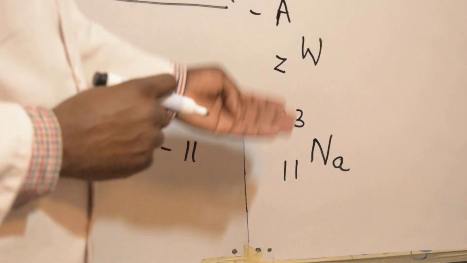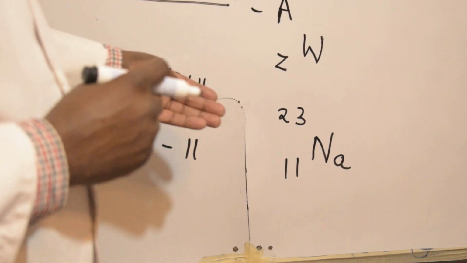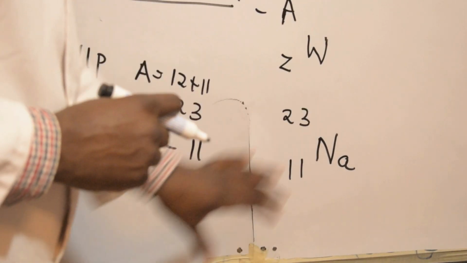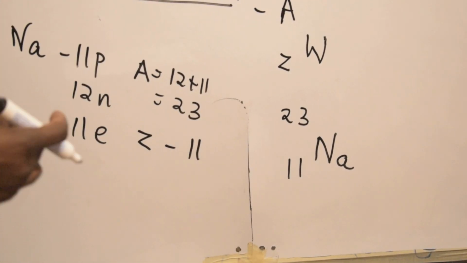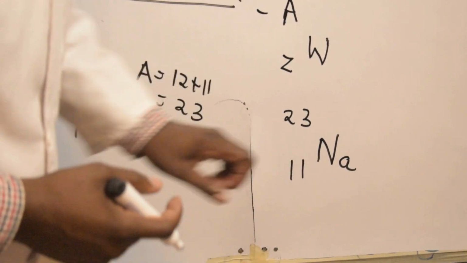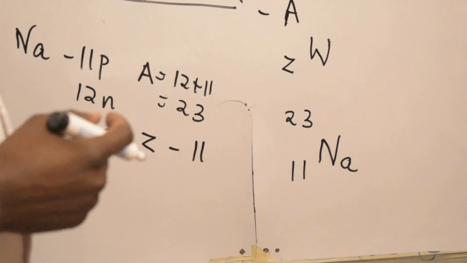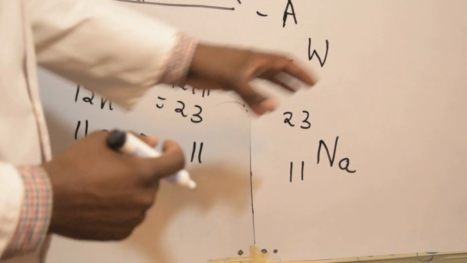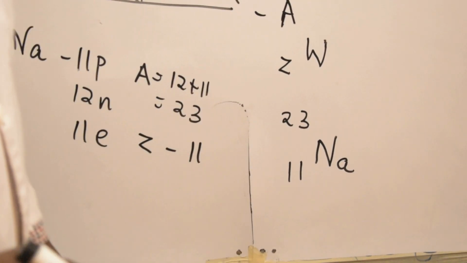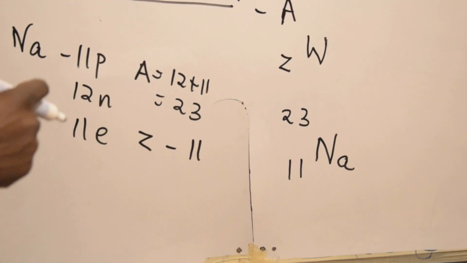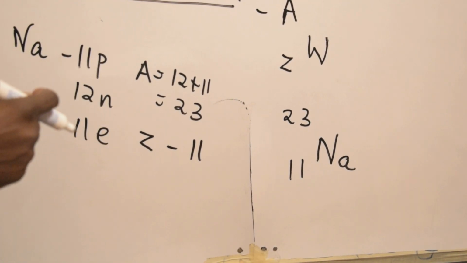And therefore, if I have such a representation, you should be able to tell the mass number. You should be able to tell the atomic number. You should also be able to tell the neutrons and even the electrons. That's what we are talking about.